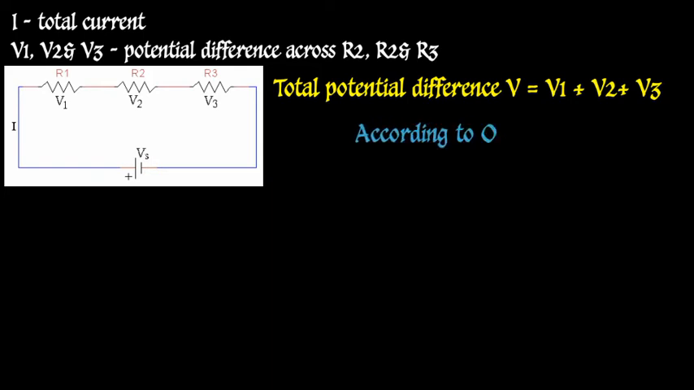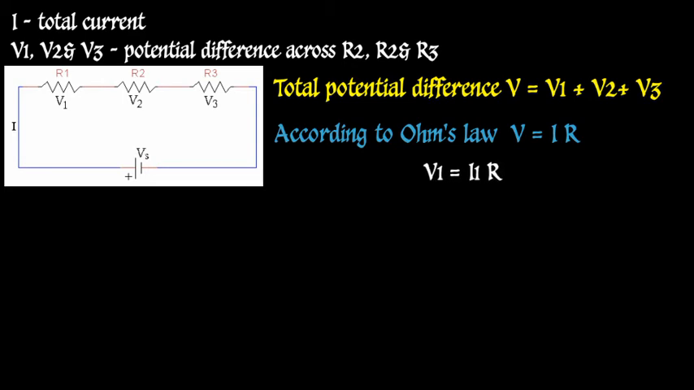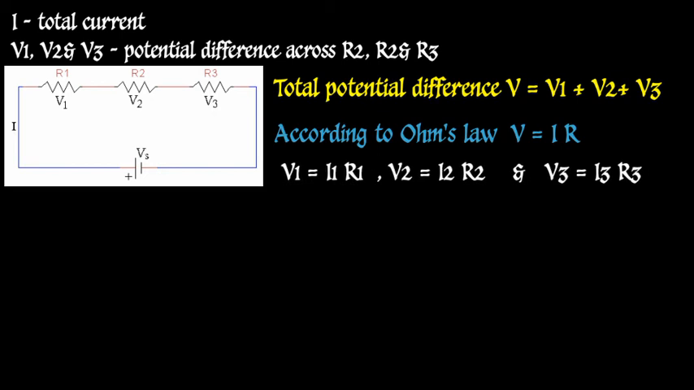According to Ohm's law, the potential difference V equals the product of current and resistance, V equal to IR. So instead of V1, we can write the current times the resistance: V1 equal to I1 into R1. Similarly, V2 can be expressed as I2 into R2 and V3 as I3 into R3.